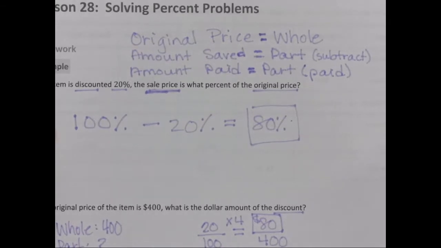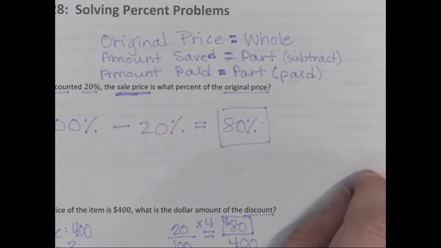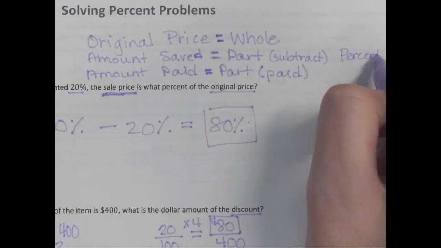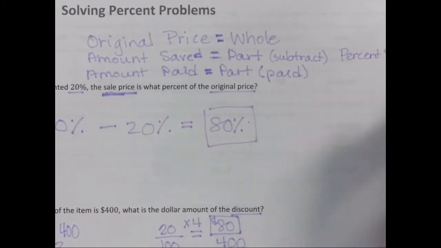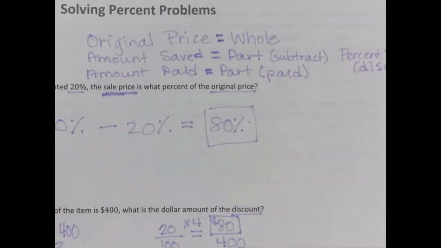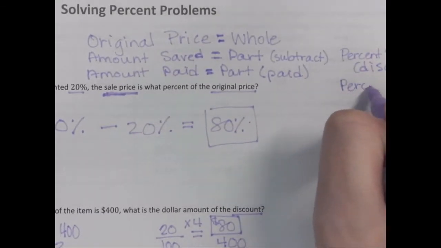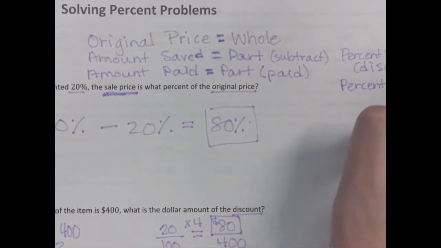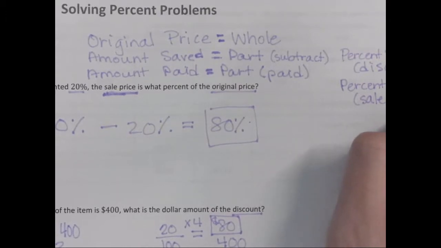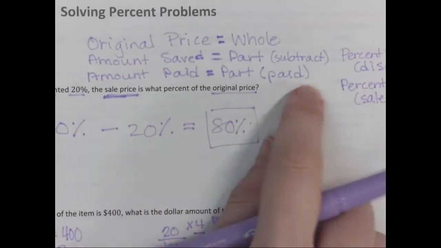So when we're talking about percent in comparison shopping, we also have two percents. We have the percent that you saved. The percent you saved is the discount. That means that percent is the amount we take off. The percent you paid is the sale price. Whatever you paid is the sale price.